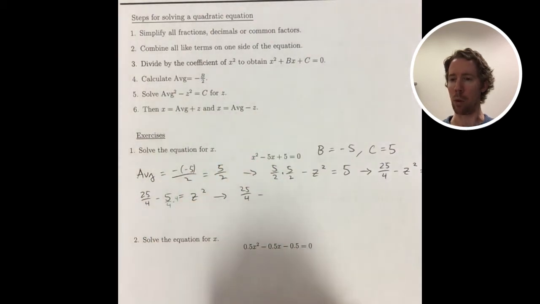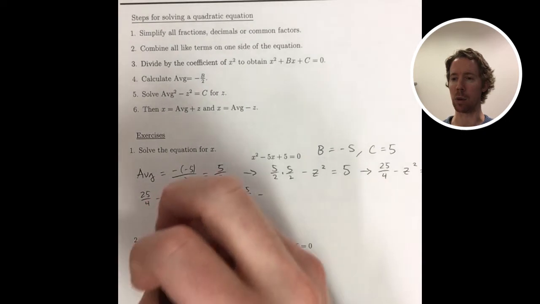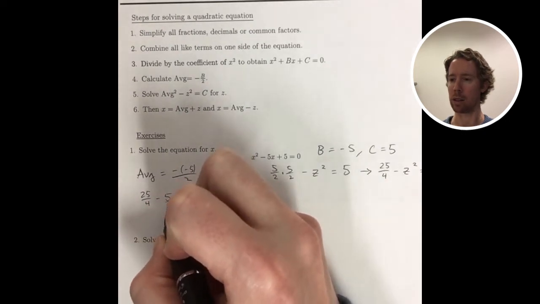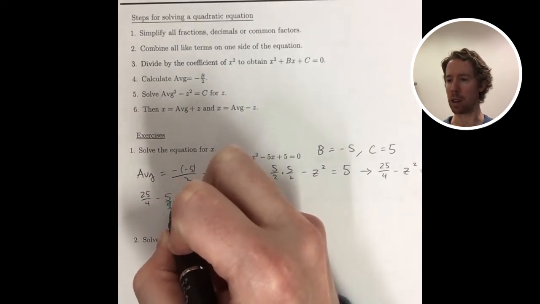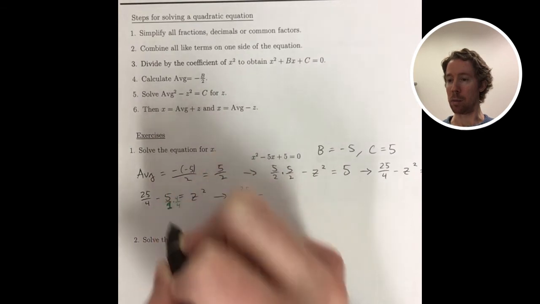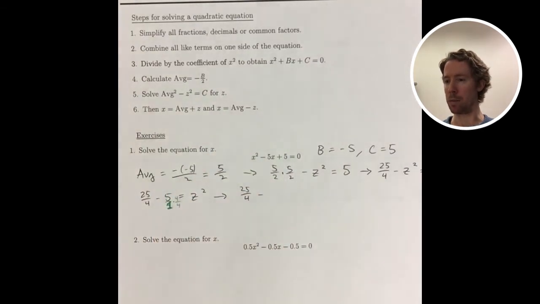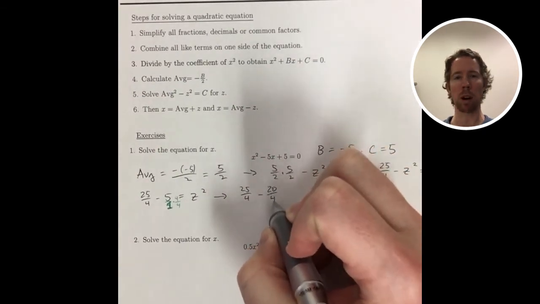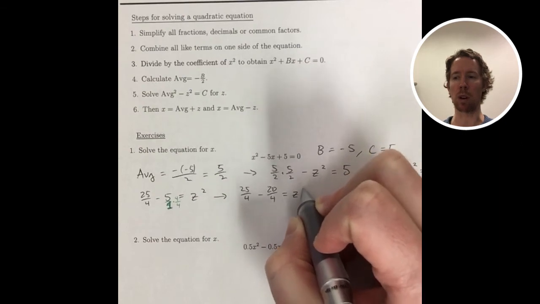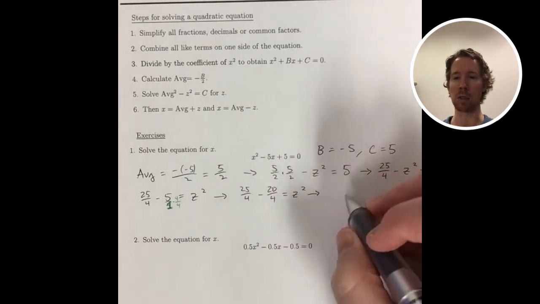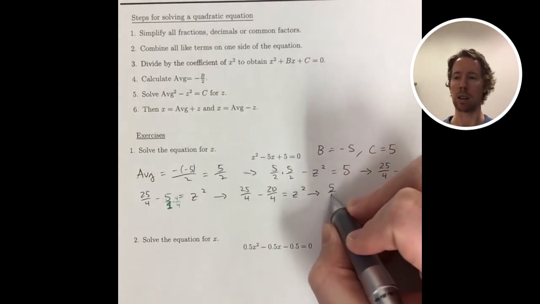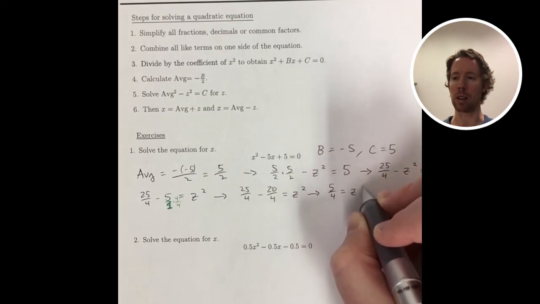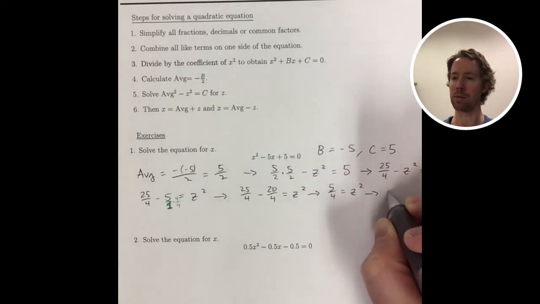And then I want to solve for z squared, so I'm going to add z squared to both sides and subtract c from both sides. And then to combine the fractions, I'm going to write 5 as 5 over 1 and then multiply it by 4 over 4. Multiplying by 4 over 4 is really just multiplying by 1, so it doesn't change the value. It gives me the denominator that I need. So now I've got a common denominator. I can combine those two fractions.